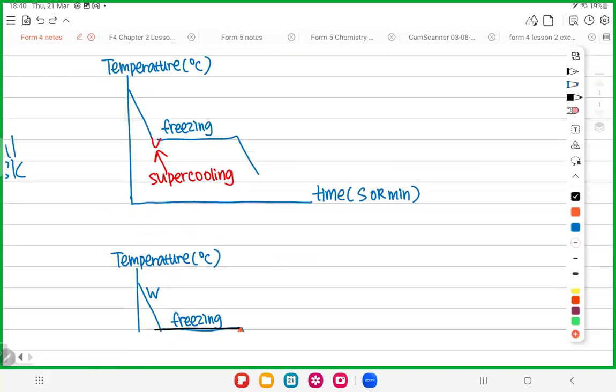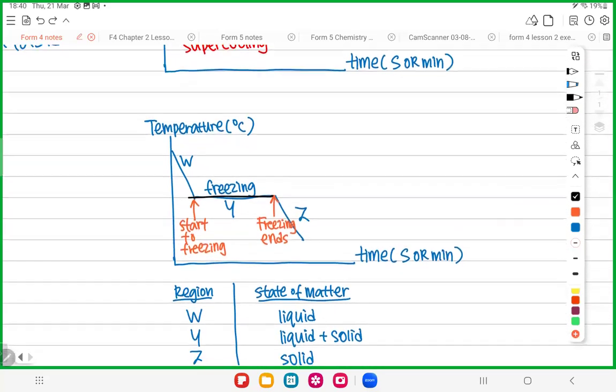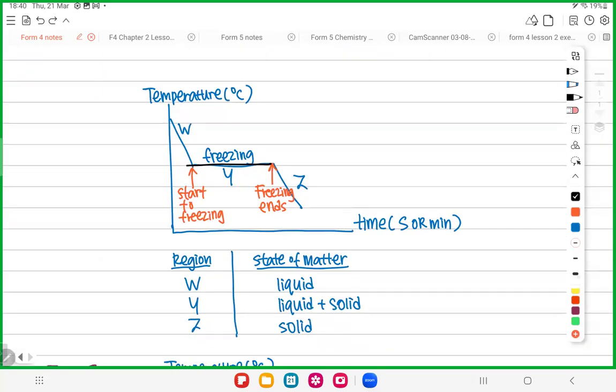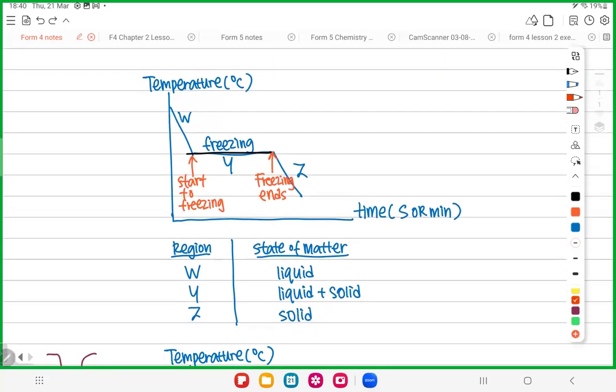Now let's come back to here. In this question, this is freezing. Over here, freezing has not started yet. When freezing has not started, everything is liquid, true or not? So we know this is the freezing process. Here is the start of freezing, and this is where freezing ended.